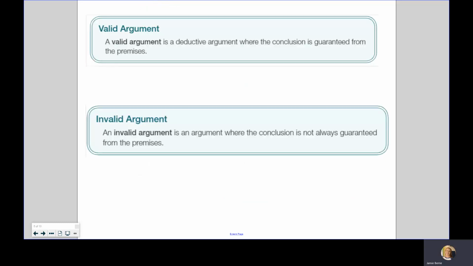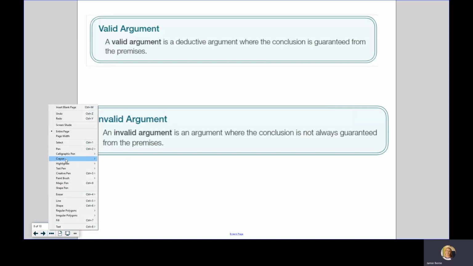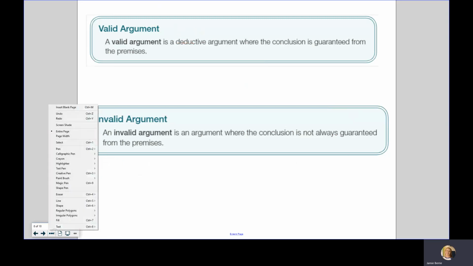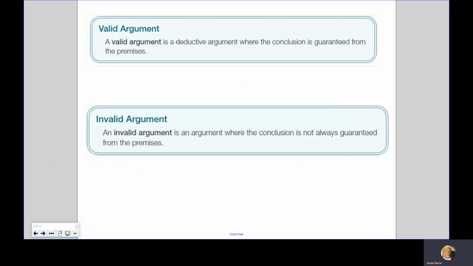All right, so we have two definitions here. We've got the definition of a valid argument and then the definition of an invalid argument. So it says a valid argument is a deed. Oops, I thought I had the highlighter there. Let me try again. A valid argument is a deductive argument where the conclusion is guaranteed from the premises. All right, so a valid argument is always deductive. If an argument is inductive, you don't classify it as either valid or invalid. So an invalid argument is an argument where the conclusion is not always guaranteed.